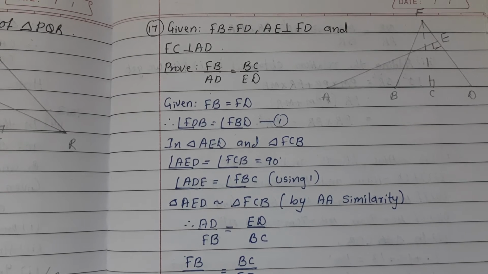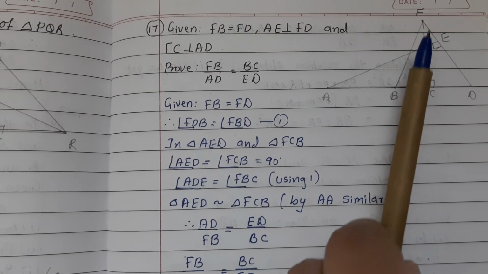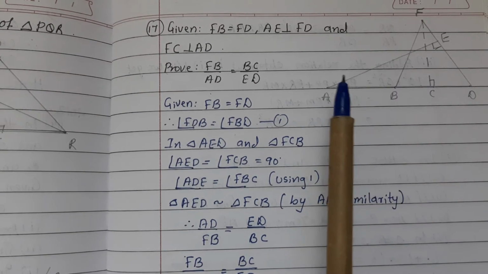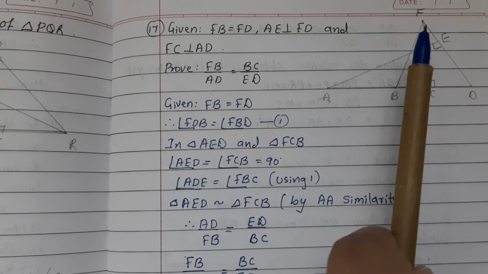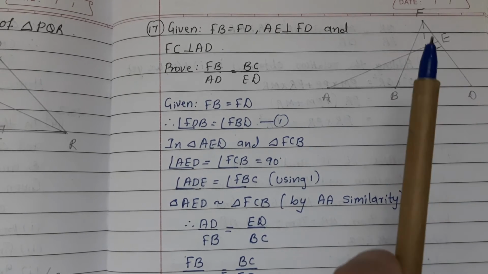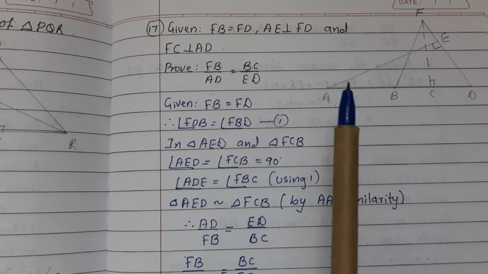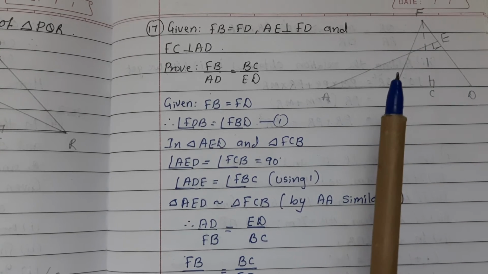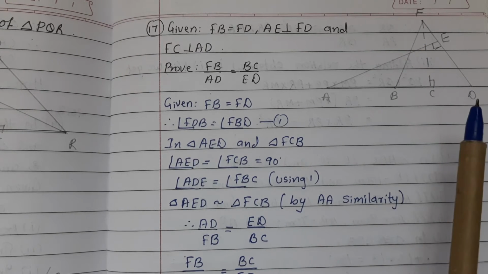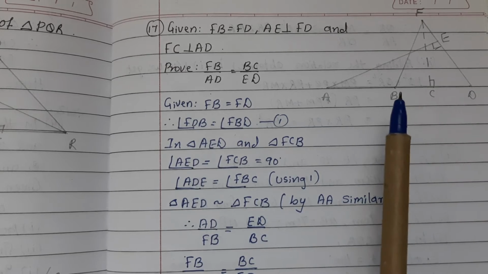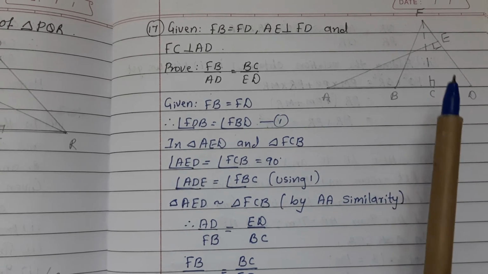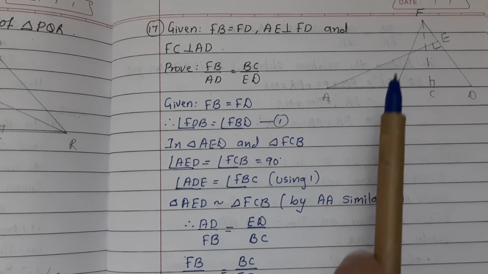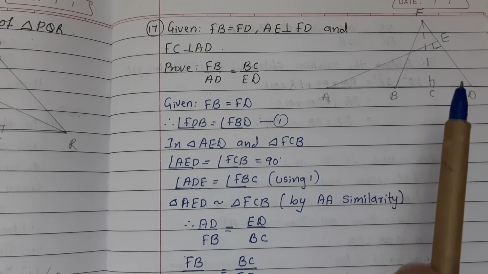Sum number 17. Given FB is equal to FD and AE is perpendicular to FD and FC is perpendicular to AD. Prove that FB upon AD is equal to BC upon ED. Given, first what is given? FB is equal to FD.